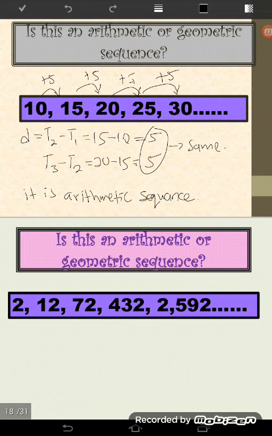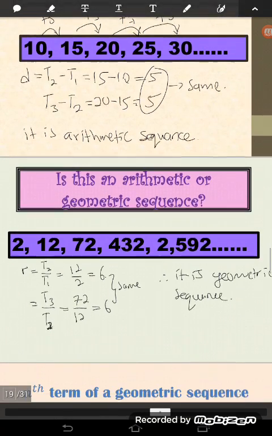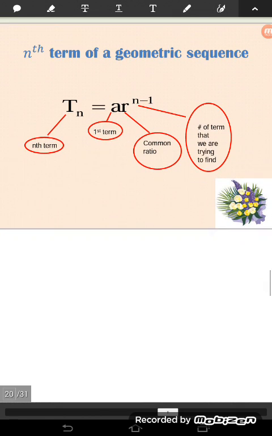Okay. Find R. So geometric use R common ratio. So second term divide by first term, divide by 2, which is 6. And then try another one. Third term divide by second term. Okay, so we have 72 divided by 12, also 6. Okay, so sama ni. Okay, so therefore it is geometric sequence. Okay, macam ni lah kita nak detect sama ada dia arithmetic ataupun geometric. Tengok R dengan D.